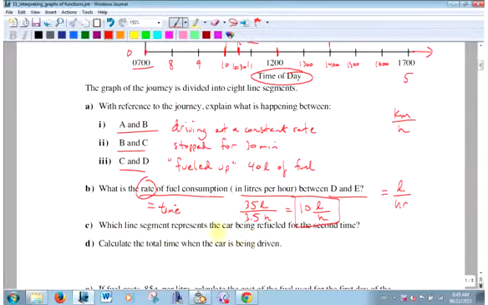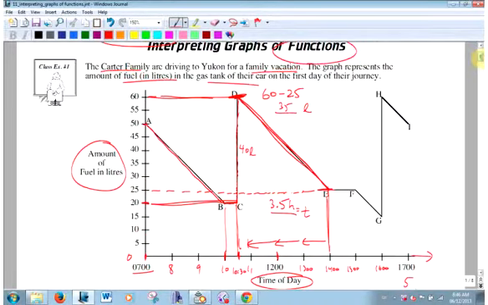Which line segment represents the car being refueled for the second time? Where's that, Adam? Where am I fueling it up? Which line looks like C and D?